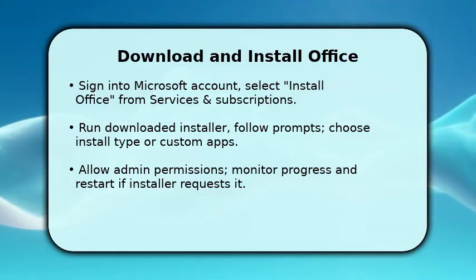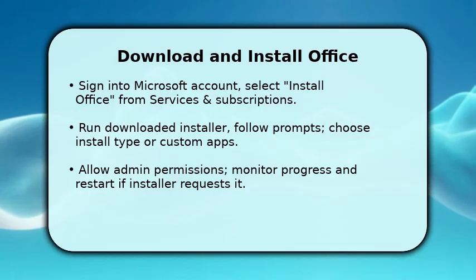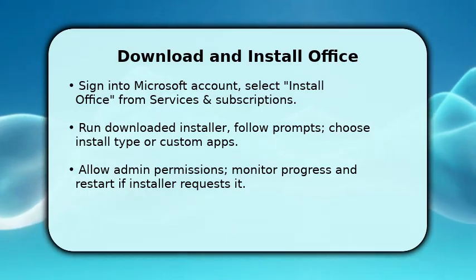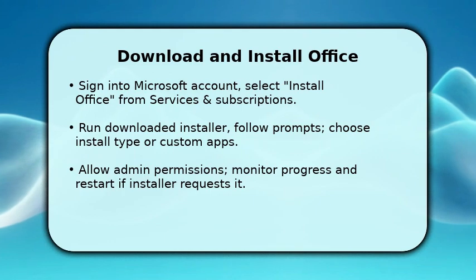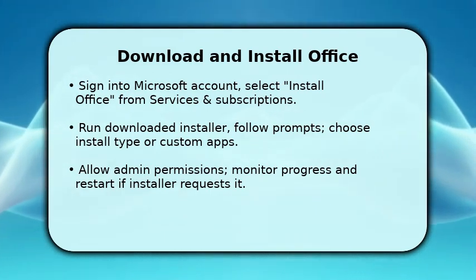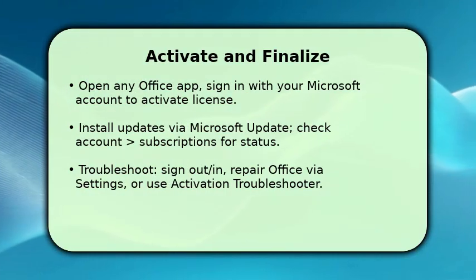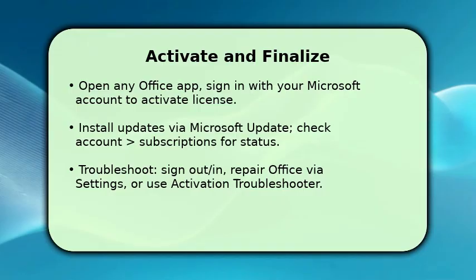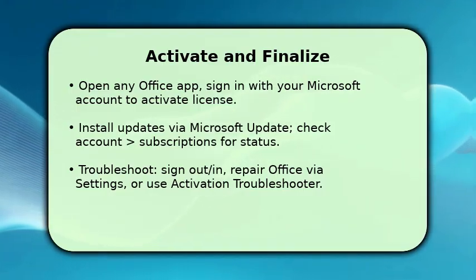Once installation runs, watch progress. Make sure to close other Office apps to avoid conflicts. Open Word or another Office app and sign in with the same Microsoft account used to buy Office. This activates your license automatically. Once activated, go to Account Settings and run updates through Microsoft Update to ensure security and newest features.